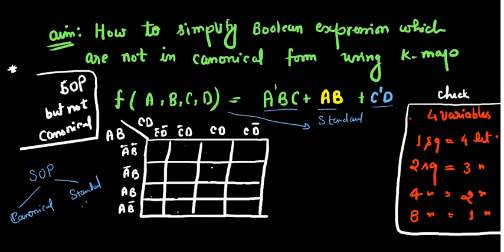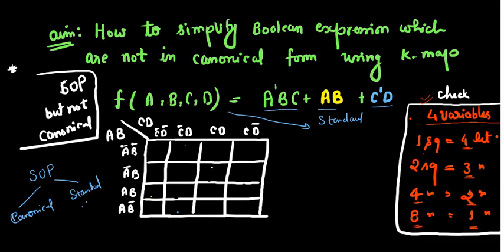So for this, we have to use this logic. You remember that I told you that if you have a four variable Boolean expression, one square of this KMAP would correspond to a term of four literals, two squares would correspond to a term of three literals, four squares would correspond to a term of two literals, and eight small squares would correspond to one variable.